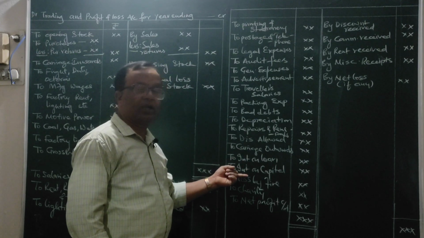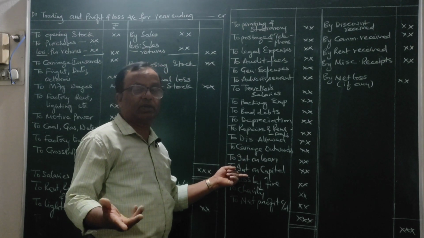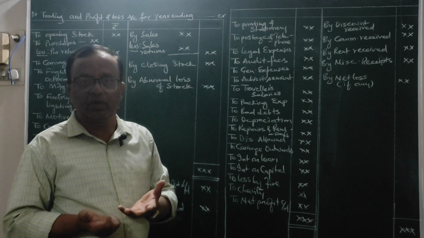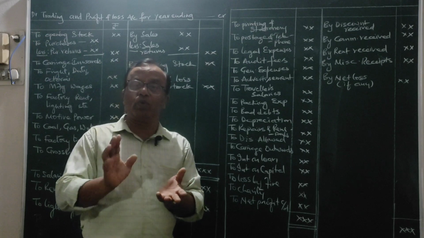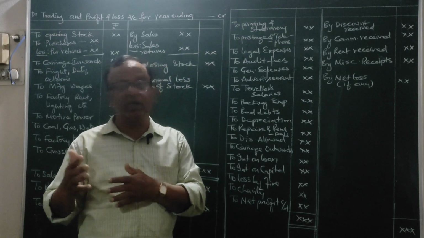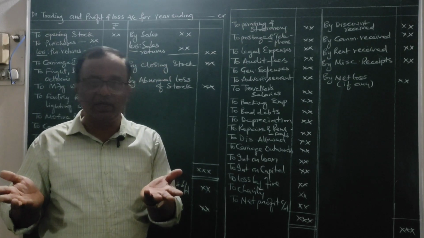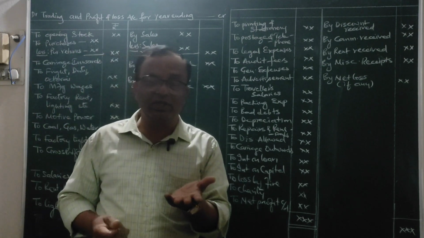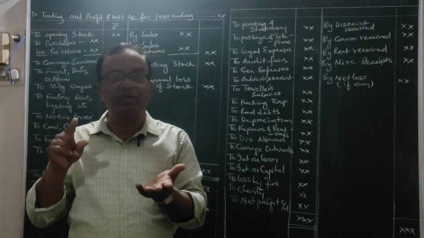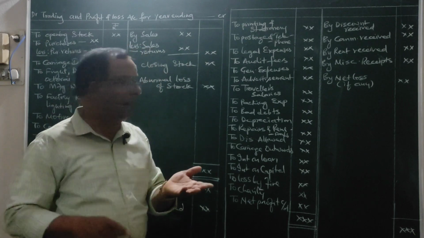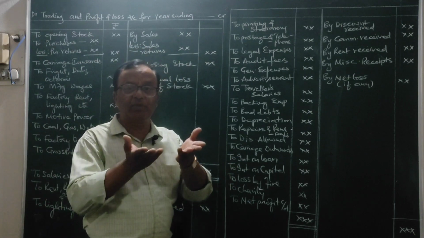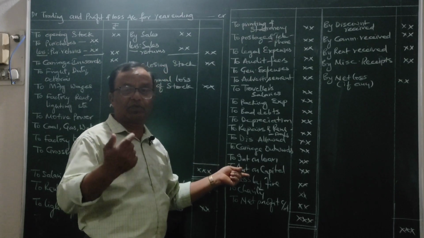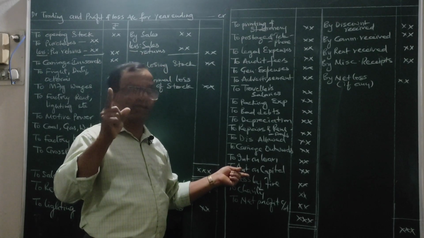Then again, interest on capital. Observe this, how nicely he has given. Capital is the money contributed to the business by the proprietor. Because business is separate, owner is separate. Proprietor is different from the business. Whatever the proprietor has contributed as capital to the business is a liability to the business. On that capital, the business allows him some interest. So it is called interest on capital. From the business point of view, interest on capital is an expense.